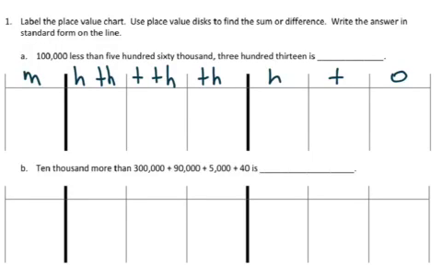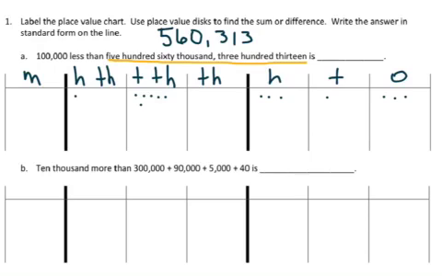So looking at this problem, I'm going to have to take 560,313 and I'm going to put that on my place value chart. So it might be easier for your child to write out what 560,313 looks like and then put it into the chart. So if I do that, there you go, okay. There it is in the place value chart.